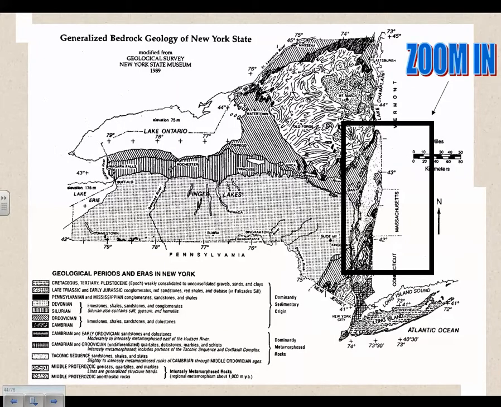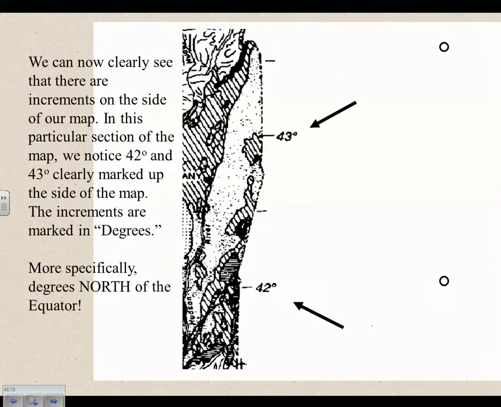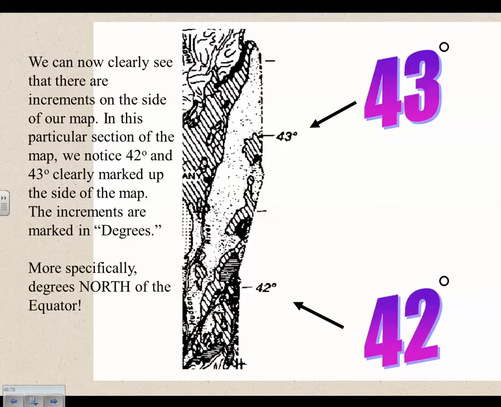All right, let's get more specific, like this box right here. So here's a zoom in of that box. And we'll see 43 degrees and 42 degrees north latitude. Those are lines going horizontally. And they do increase as you go up. 42 is lower than 43, so the numbers are increasing as you go up.